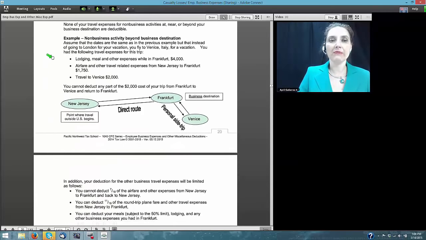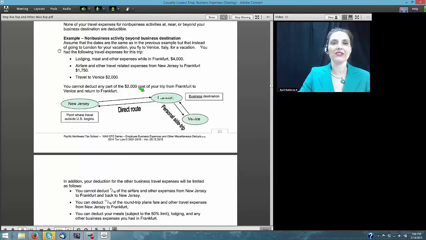And here is an example of what we mean. We have a trip from New Jersey to Frankfurt, and then from Frankfurt to Venice, back to Frankfurt, and then back home to New Jersey. It might be smarter to go indirect, go Frankfurt to Venice and then Venice to New Jersey, but this person did Frankfurt to Venice, Venice to Frankfurt, and back to New Jersey, so things aren't as pretty as they were in the London illustration.